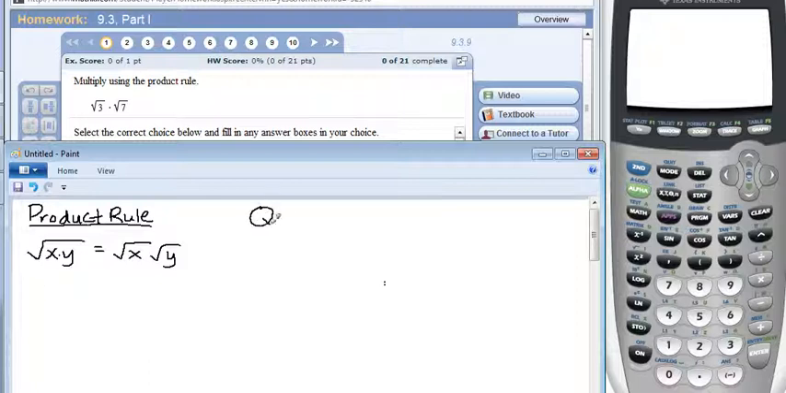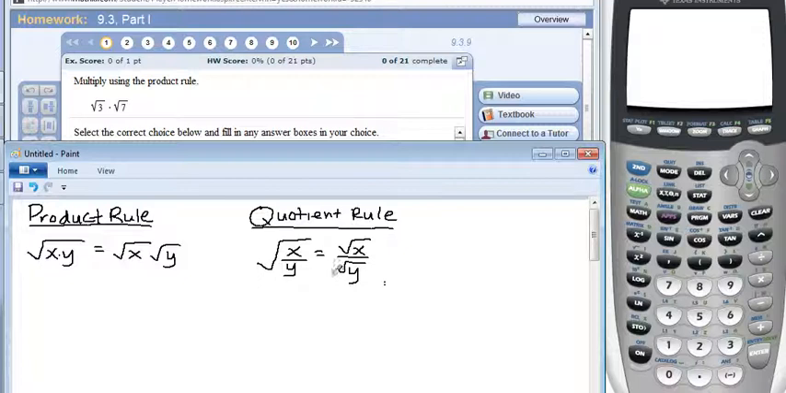And then we also have the quotient rule. I might as well just throw that out here right away. It's the same concept, just with division. If you have something divided underneath a radical, you can split it. Or if you have two pieces with the same index, you can combine them under one.